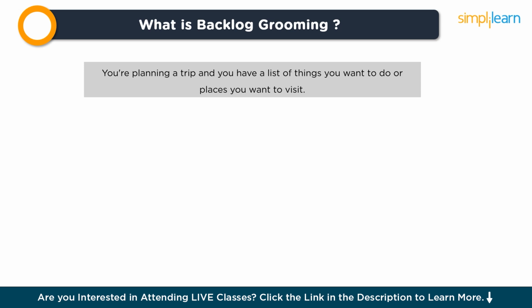Here's how it works. Reviewing and adding items. You start by looking at the items on your list backlog and making sure they're still relevant and needed. If there are new ideas or requirements, you add them to the list.